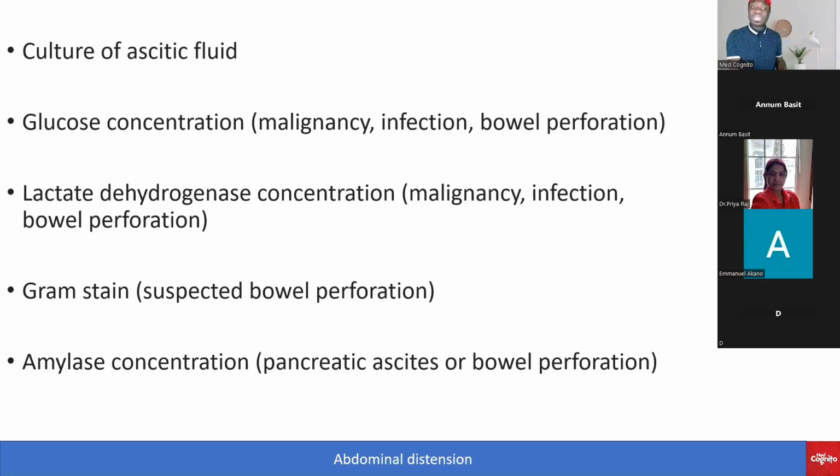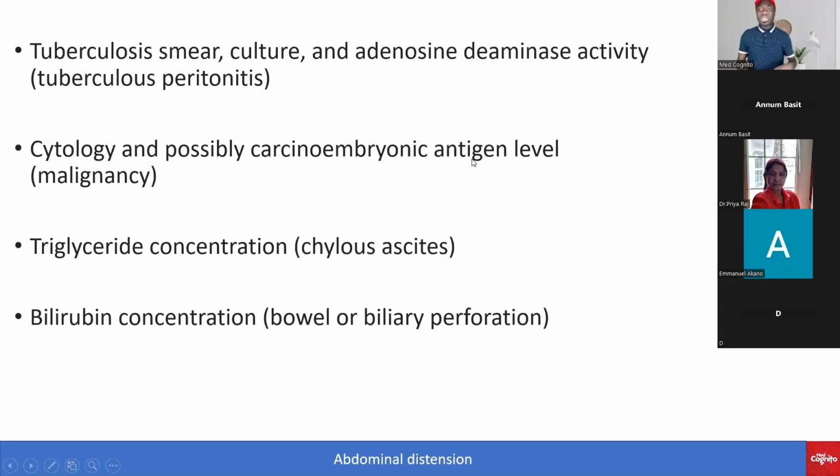You can even do gram staining. You can do amylase concentration, because if the patient has ascites as a result of pancreatitis, amylase levels will be increased. And then you can also do tuberculosis smear. Remember that when we were studying, we said that intra-abdominal tuberculosis can lead to abdominal distension. And then cytology as well can be done, and triglyceride concentration and bilirubin concentration. So these are all investigations you can do.